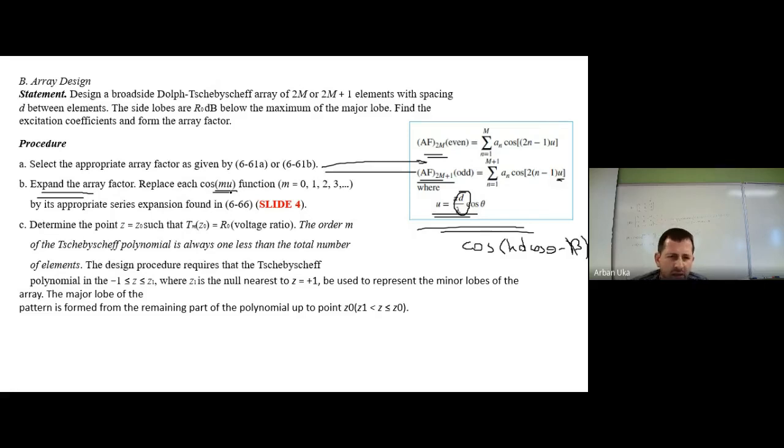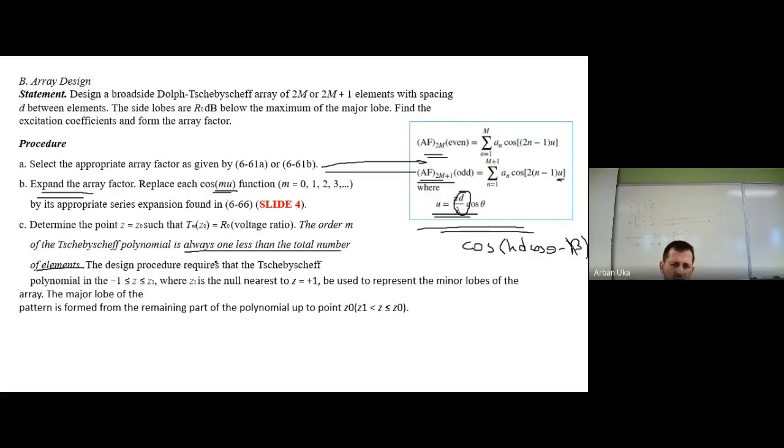Afterwards, we have to determine a specific point, z equal to z0, such that the Chebyshev polynomial that we're going to deal with will be evaluated at z0. And now this Chebyshev value will give the voltage ratio, but we can make this clear when we start a specific example. The order m of the Chebyshev polynomial is always one less than the total number of elements. We know this by now.